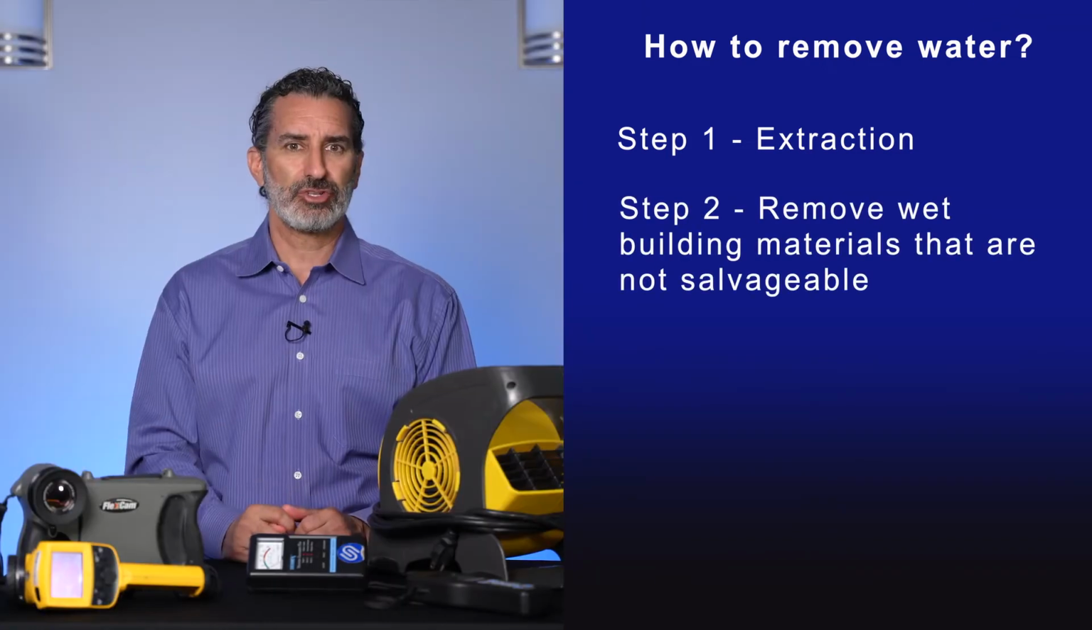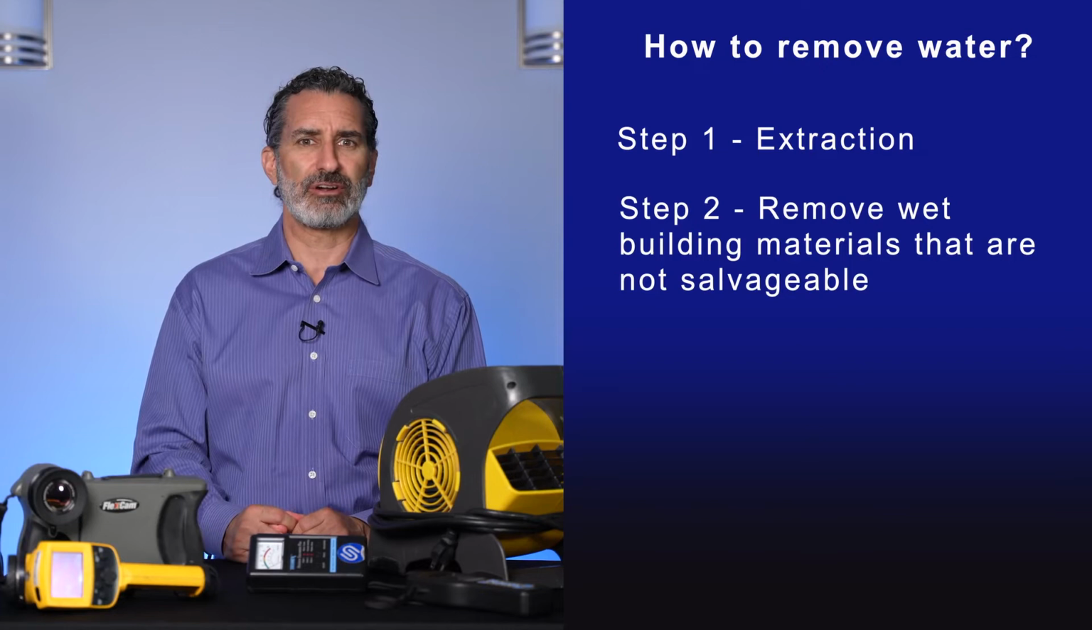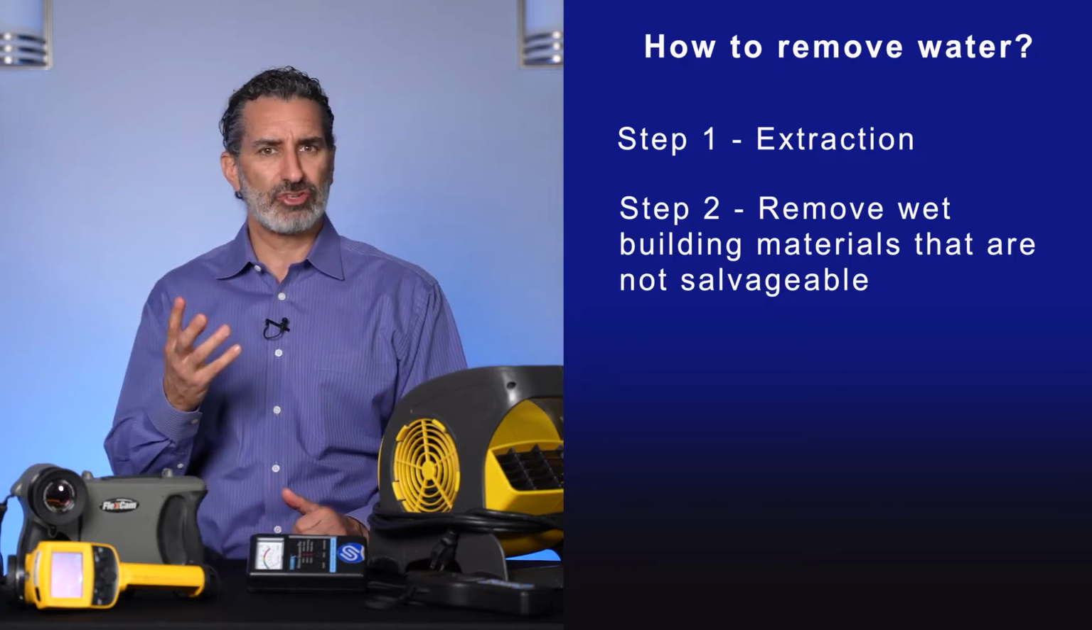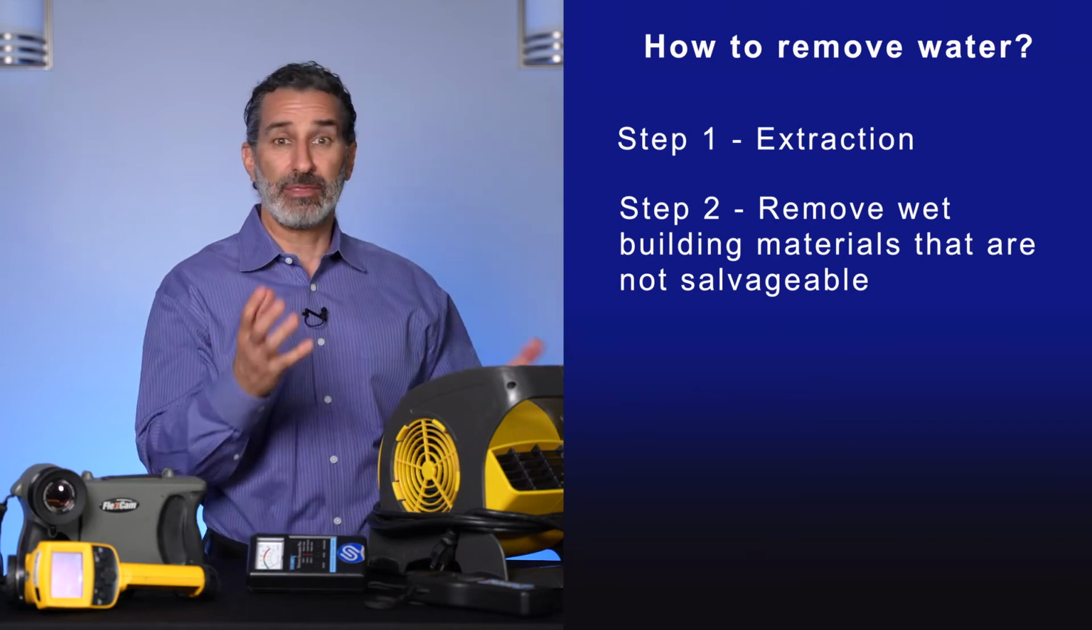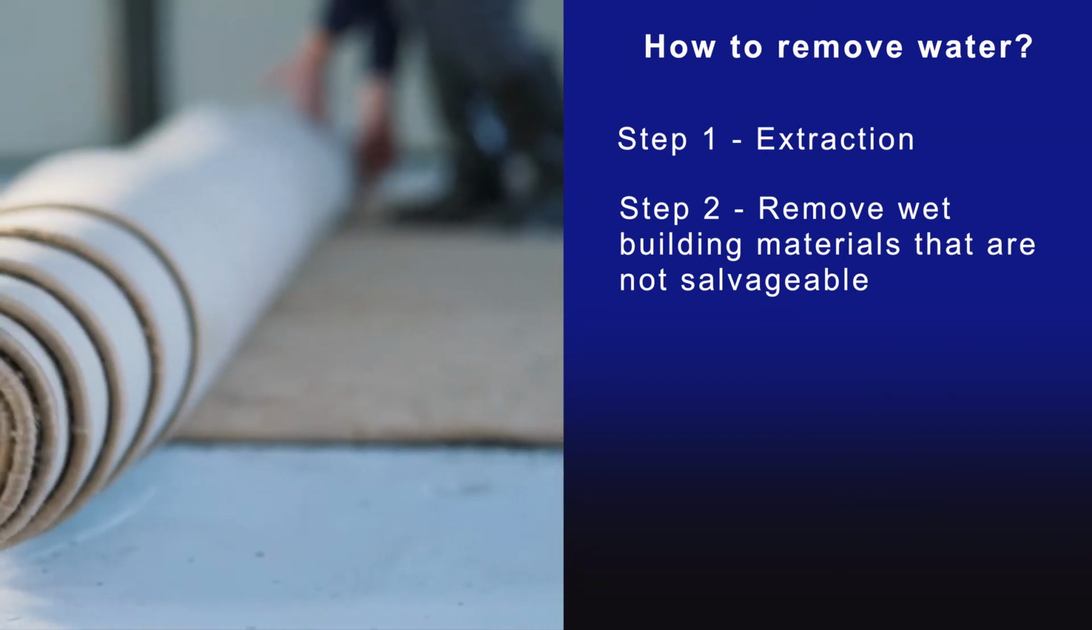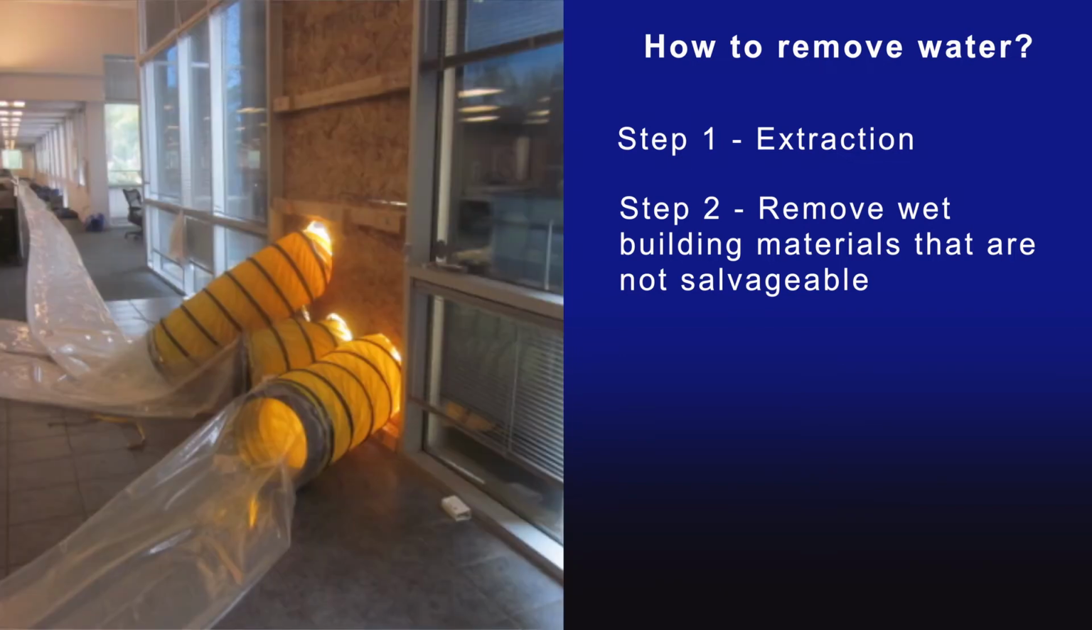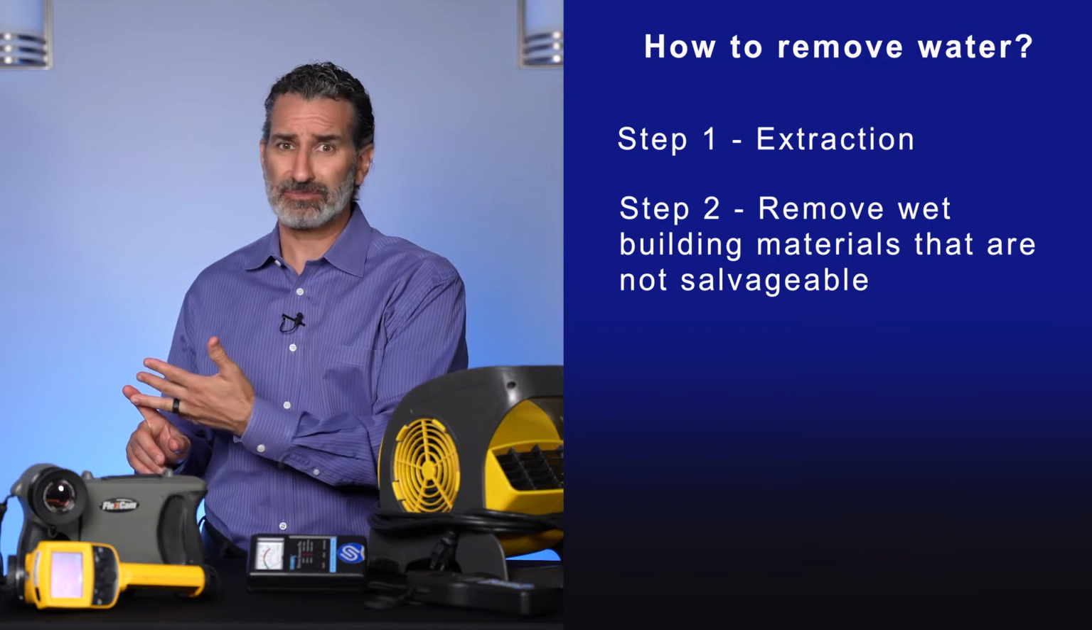Step two is you're going to remove wet building materials that are non-salvageable. There's two ways to dry a structure. One is to come in and remove everything that is wet, and the building by definition would be dry. The other is to remove nothing, but to extract the water and to dry the building materials in place. Normally those are extremes. Most projects are somewhere in the middle. So there will be some building materials in general that you will probably remove because they just can't survive the water or they are in the way of drying other materials.